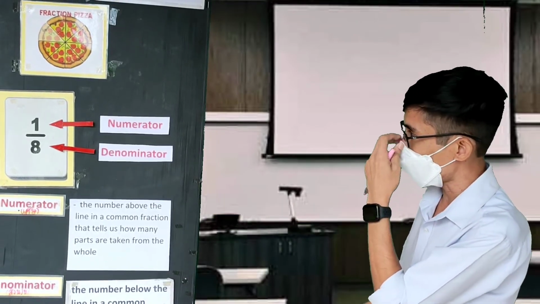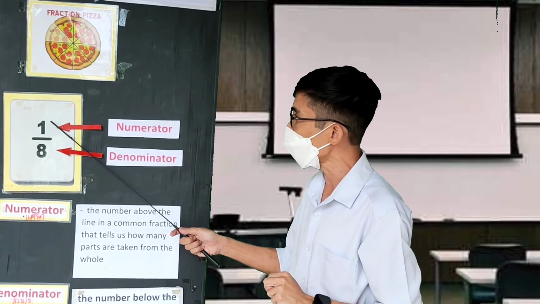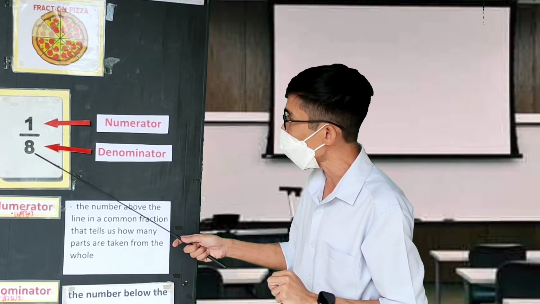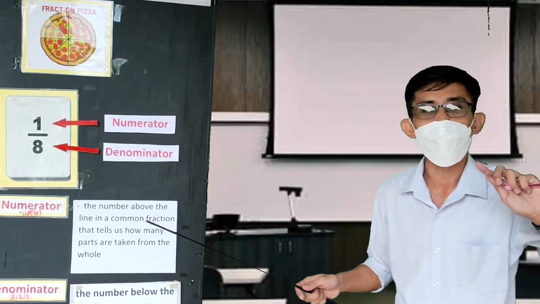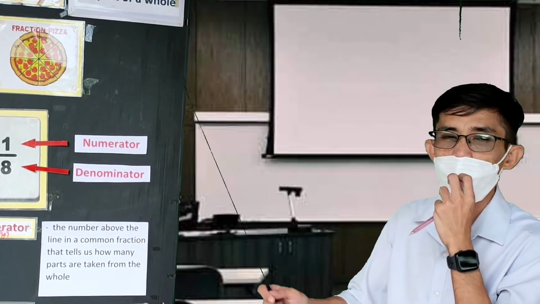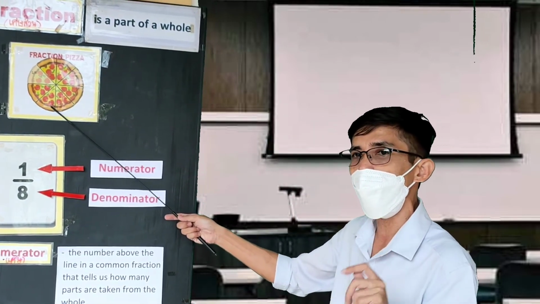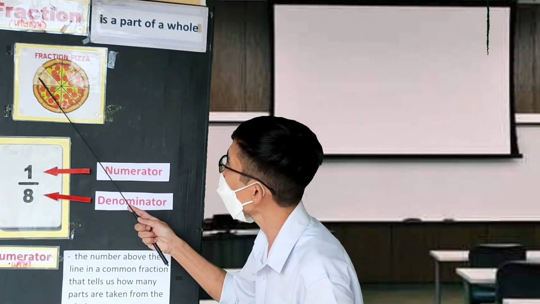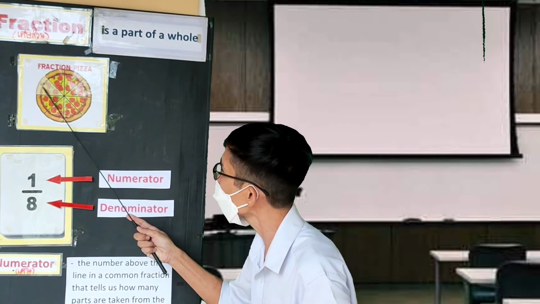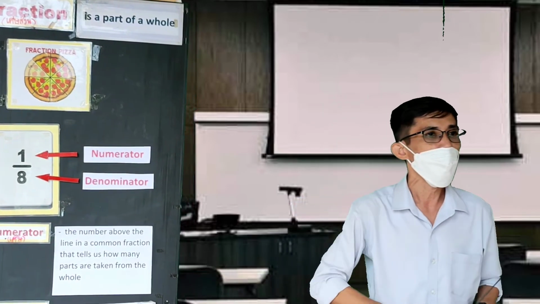In this common fraction, as you can see, we have 2 numbers, 1 above the line and 1 below the line. So what is the number above the line that tells us how many parts are taken from the whole? Just like here in this pizza, it is divided into 8 equal parts, and we take this part. So what is the number above the line? Anyone?